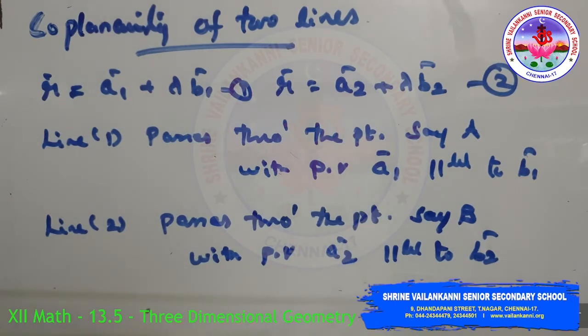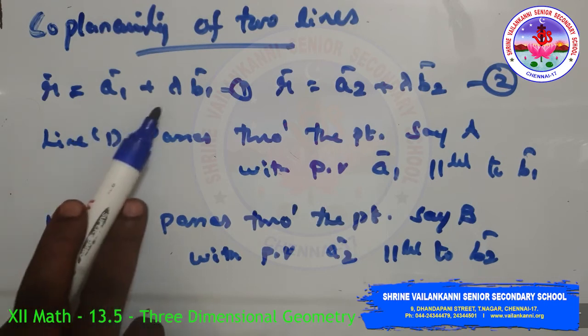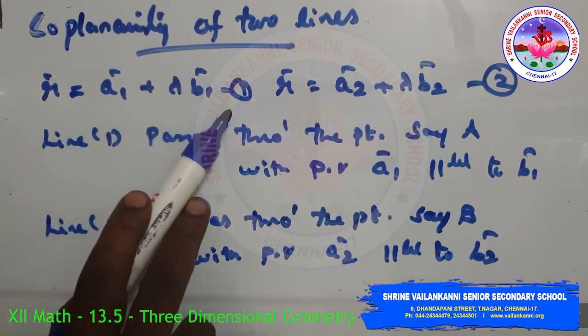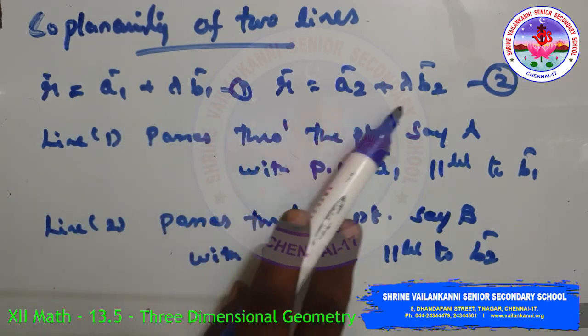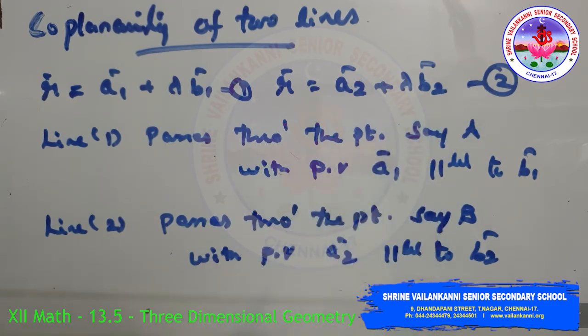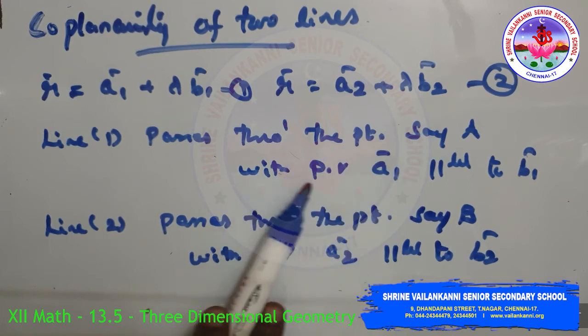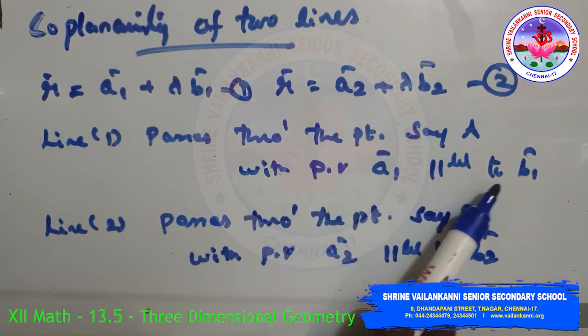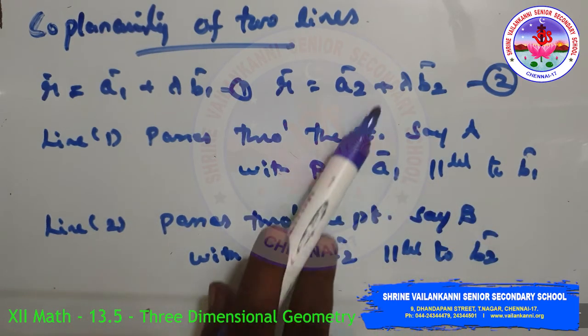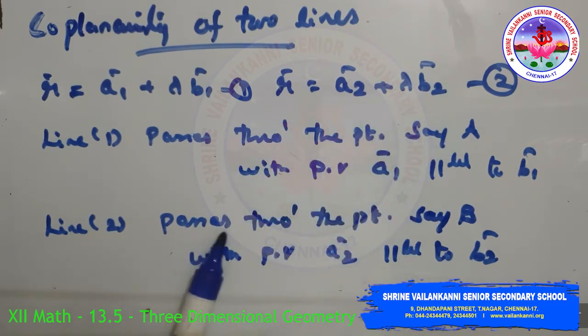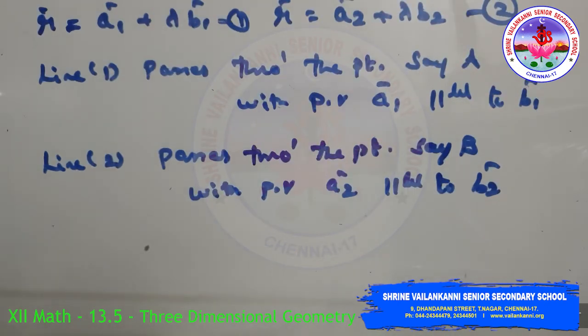Coplanarity of two lines. Let the given lines be r equal to a1 plus lambda into b1, we take this equation as 1, and r equal to a2 plus lambda into b2, we take this equation as 2. Line 1 passes through the point, say A, with position vector a1, which is parallel to b1. And line 2 passes through the point, say B, with position vector a2, which is parallel to b2.